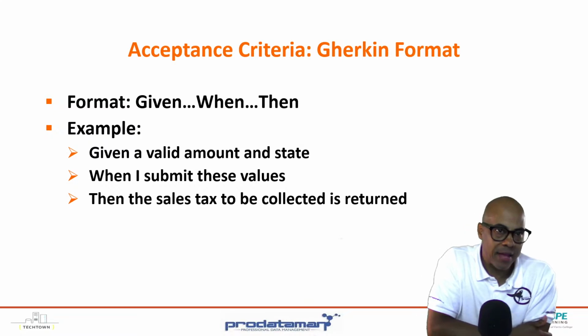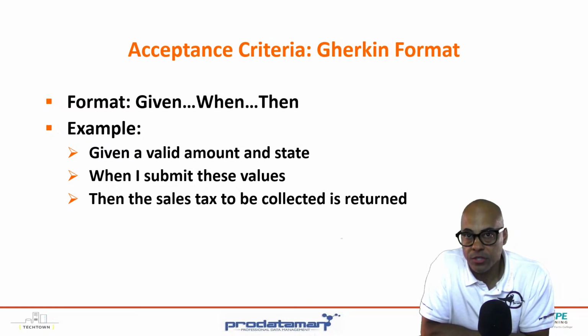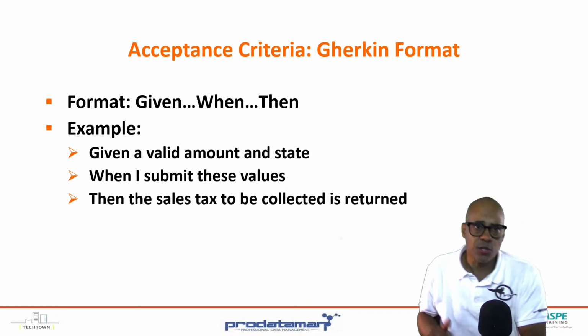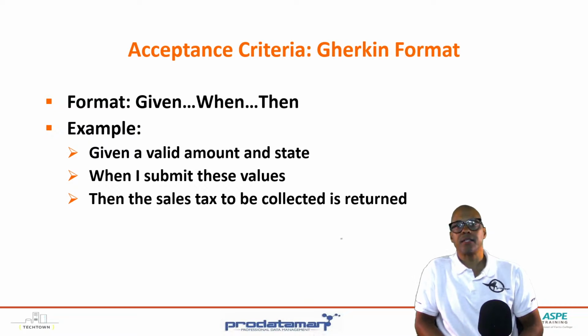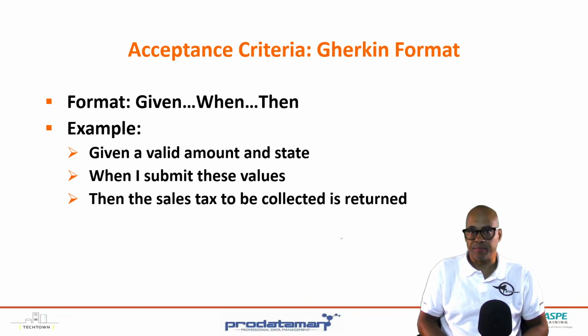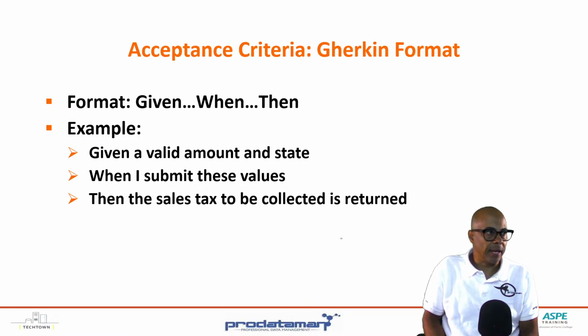So here we have that same acceptance criteria written in the Gherkin given when then format. Given a certain scenario, when I perform a certain action, then I expect to see these testable results. So that's that sales tax scenario from the previous slide. The acceptance criteria for that is here written in Gherkin format. Given a valid amount and state, when I submit these values, then the sales tax to be collected is returned. So basically the same thing as we said before, but now structured into that Gherkin format.